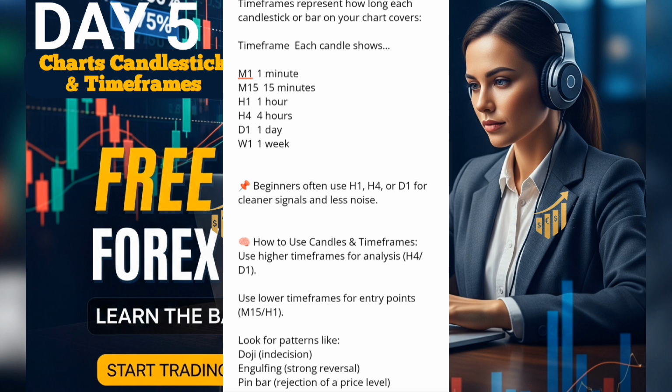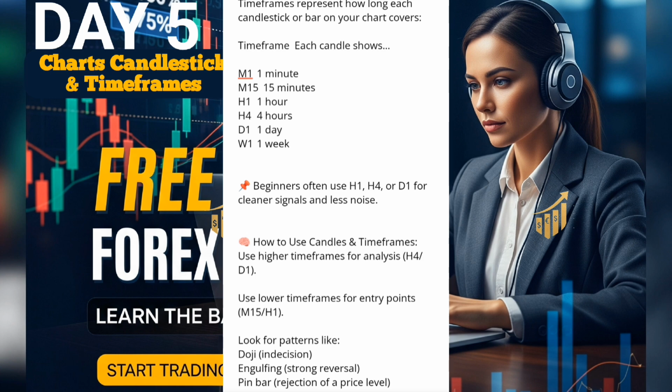If you're on a 1-hour chart, each candle shows 1 hour of price movement. If you switch to the daily chart, each candle represents 1 day. Common time frames include 15-minute, 1-hour, 4-hour, and daily charts. Beginners often use the 4-hour or daily for a clearer view of the market.